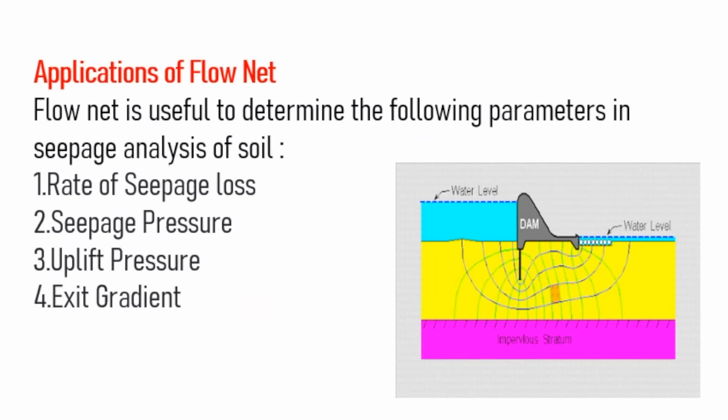Coming to the applications of a flow net, the flow net is very much useful to determine the parameters in seepage analysis of soil. We can calculate the rate of seepage loss, we can calculate the seepage pressure, uplift pressure, as well as the exit gradient.